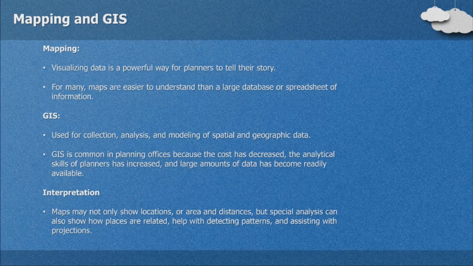It's common in planning offices because the cost has decreased, the analytical skills of planners have increased, and large amounts of data have become relatively readily available. There's a lot of APIs and data sets that are out there. And then how do we interpret that? So maps that show not only locations, area, distances, but what types of analysis can we do with GIS? You know, Esri is a big partner of the APA. There's a summit that they conduct every spring or early in the year. It's called the Geodesign Summit, and I've attended there the last 5 years. Every single year, the president of the APA is there, and they're talking about how important GIS is to planners.